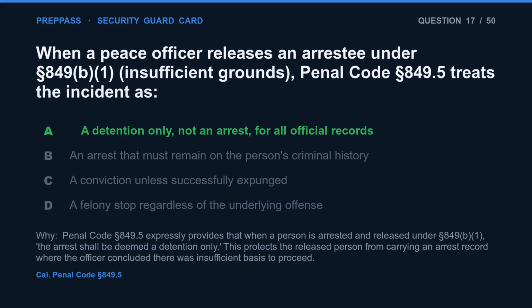The correct answer is A. Penal Code Section 849.5 expressly provides that when a person is arrested and released under Section 849(b)(1), the arrest shall be deemed a detention only. This protects the released person from carrying an arrest record where the officer concluded there was insufficient basis to proceed.